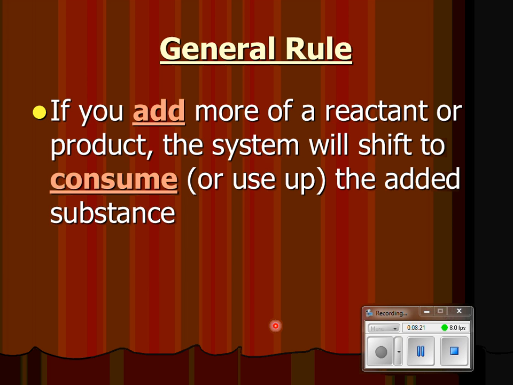The system has to get its balance back. So if you shove in extra reactant, it's going to take that reactant and turn some of it into product, in order to reestablish the same ratio of reactant to product it had before. Okay, it's about reestablishing the ratio. So I call this common sense, because if you have too much of something, you're going to use it up.